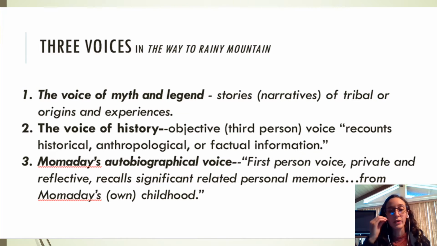This is just a little bit more information on the three voices in The Way to Rainy Mountain. There's the voice of myth and legend, stories and narratives of tribal origins and experiences. The voice of history, an objective third-person voice that recounts historical perspectives. And Momaday's autobiographical voice. This is his first-person memories of what's happening in his childhood or while he's walking to the mountain in current time, if that makes sense.